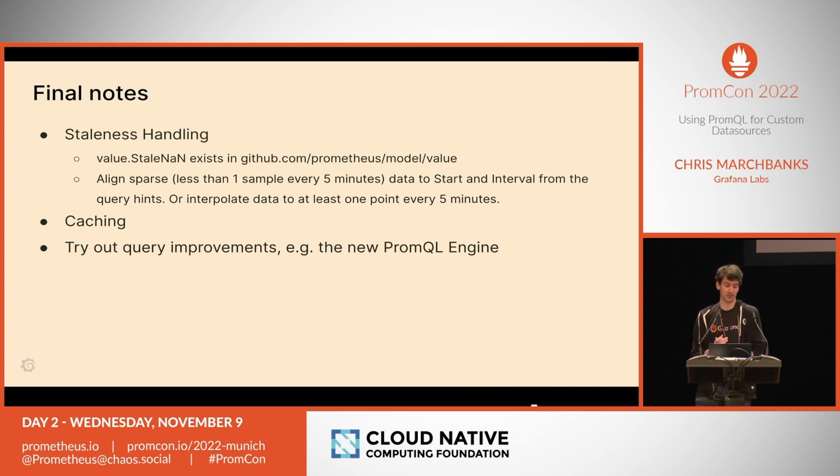And you also will want to keep in mind the stale NaN. There's a specific not a number value that exists in Prometheus that will mark the end of a series. And if you're pulling data back from an external system, that system's not going to know about this, and if you know a series ended, be sure to inject that stale NaN yourself.